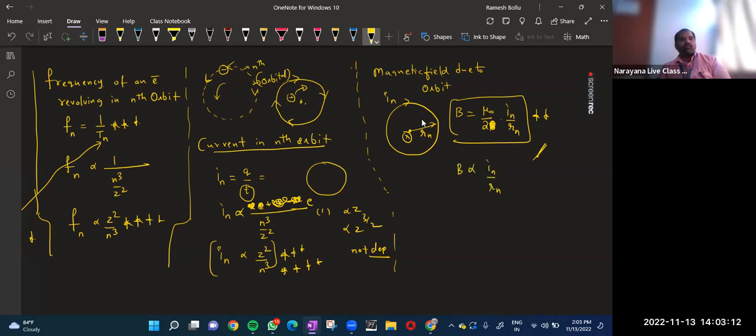But Jeeva, not convincing? Sir, mu naught I into R by R square plus X square. That is the axial point. Okay, it is an axial point, no? An axial point is mu naught I into capital R square by 2 into R square plus X square. But I asked you the magnetic field at the center only, due to that circular orbit.